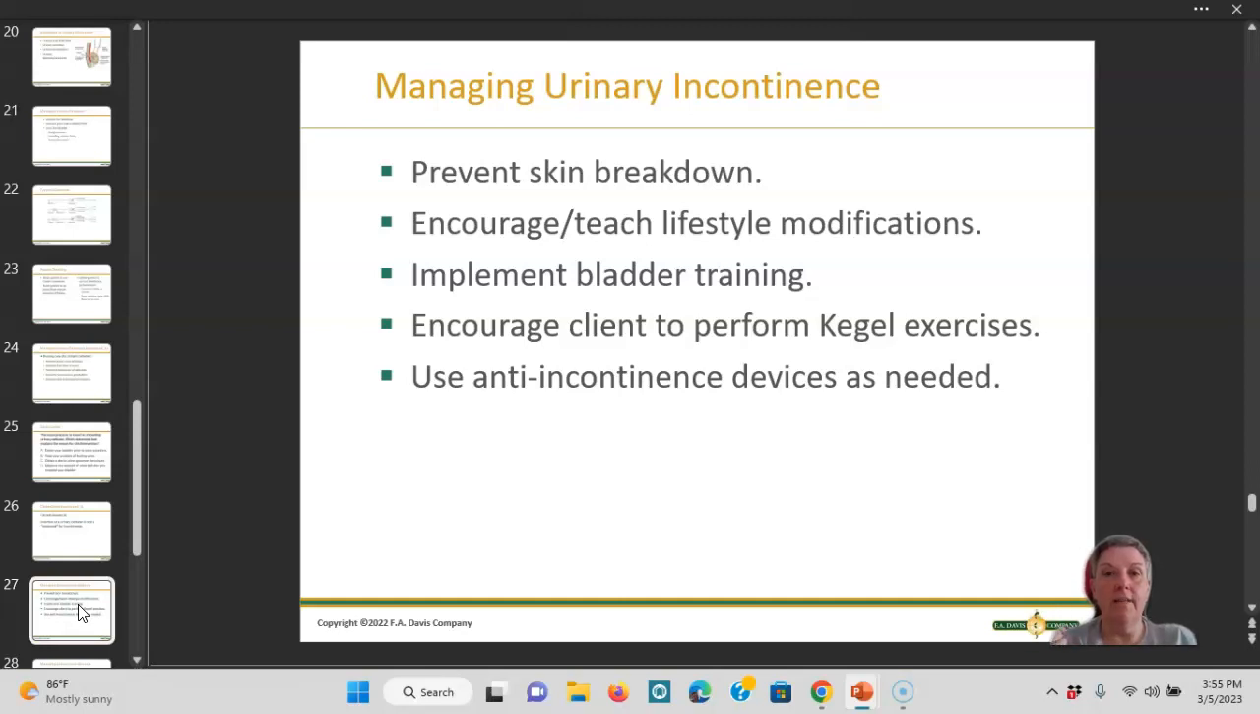Implement bladder training. Bladder training is making sure that you're peeing every couple hours. Don't let it go too long. Encourage the client to perform Kegel exercises and use anti-incontinence devices where needed. Anti-incontinence devices: condom cath, Pure Wick, right?